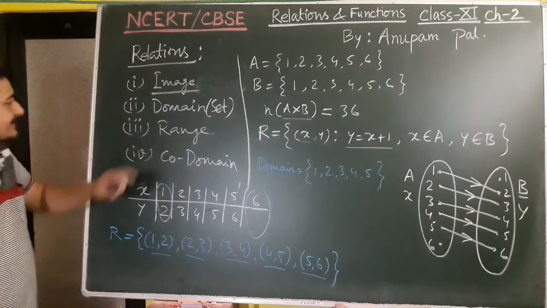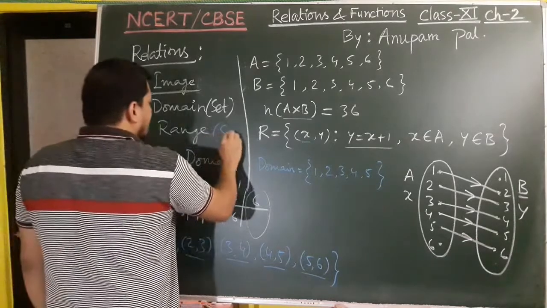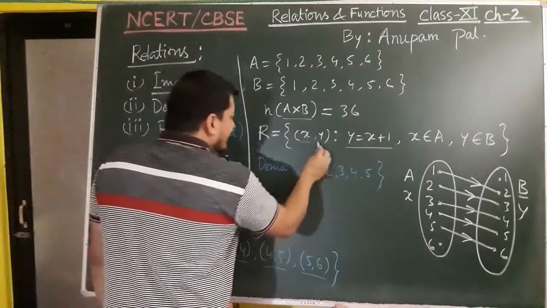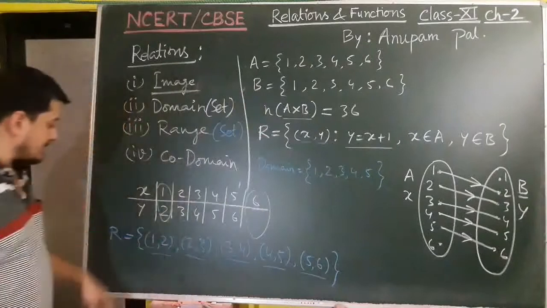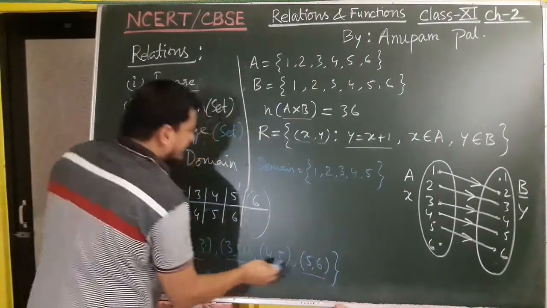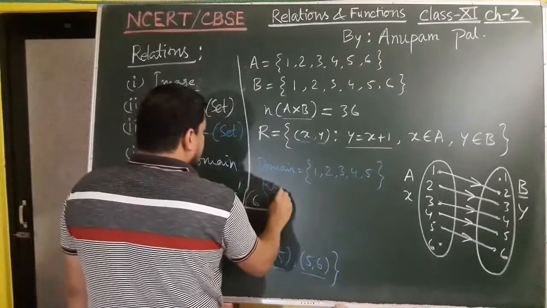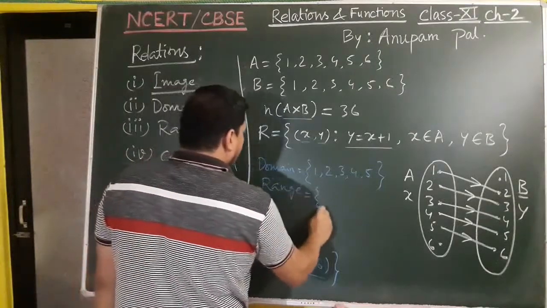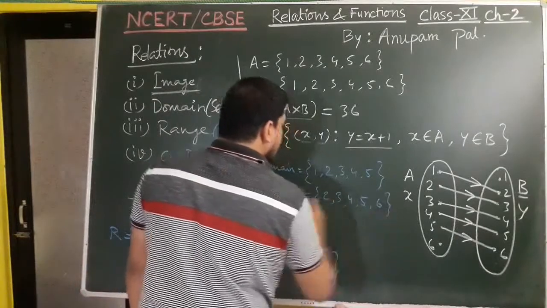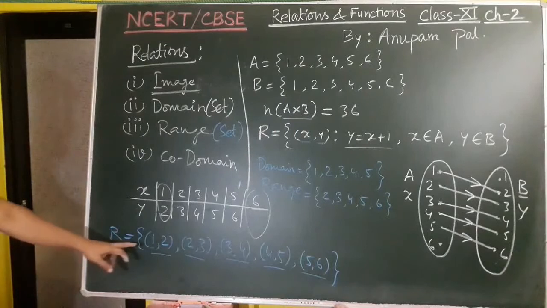Okay, now what is range? Range is also a set, please understand. Range is nothing but the set of all second elements of the relation. So that means 2 3 4 5 6. So this is the range.